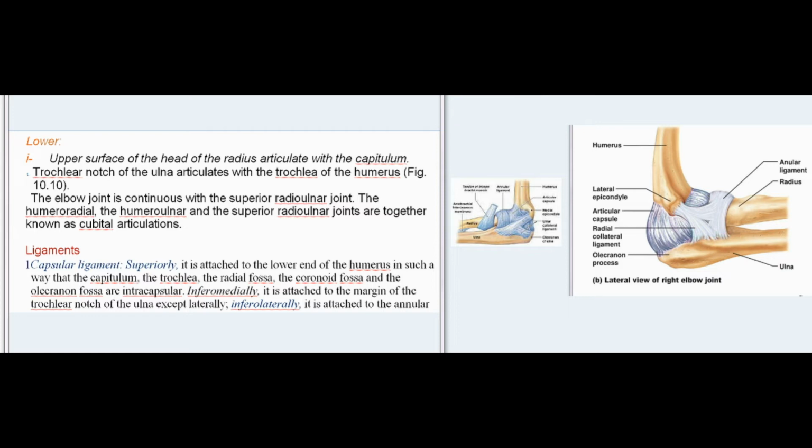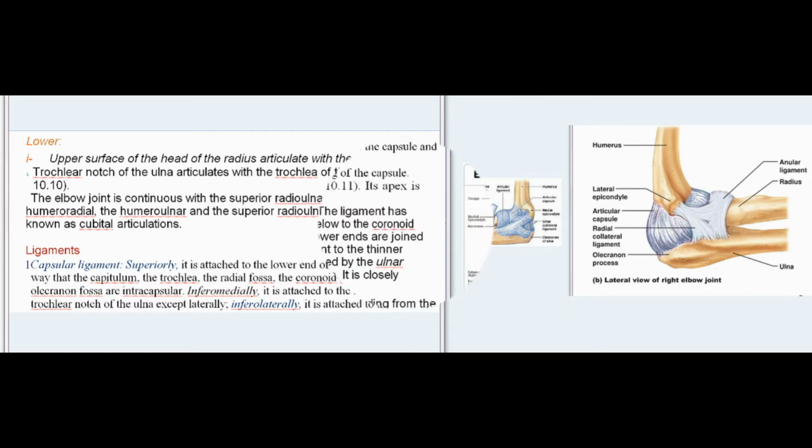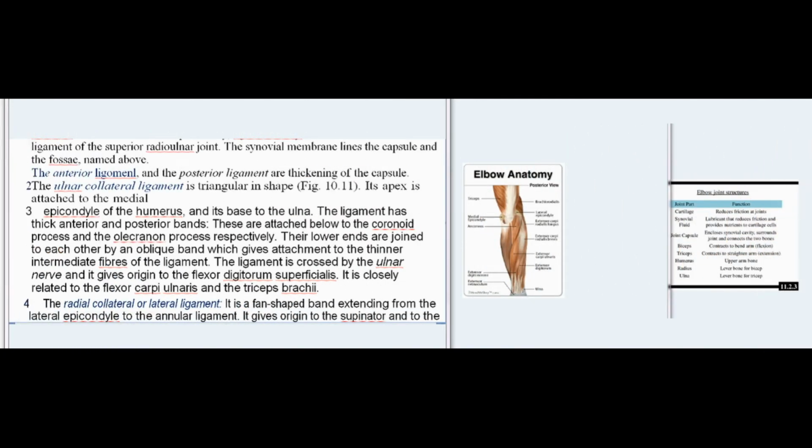Ligaments. 1. Capsular ligament. Superiorly, it is attached to the lower end of the humerus in such a way that the capitulum, the trochlea, the radial fossa, the coronoid fossa and the olecranon fossa are intracapsular. Inferomedially, it is attached to the margin of the trochlear notch of the ulna except laterally. Inferolaterally, it is attached to the annular ligament of the superior radio-ulnar joint. The synovial membrane lines the capsule and the fossae named above. The anterior ligament and the posterior ligament are thickenings of the capsule.